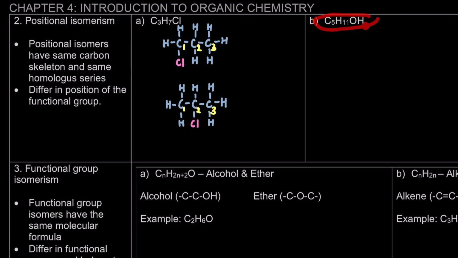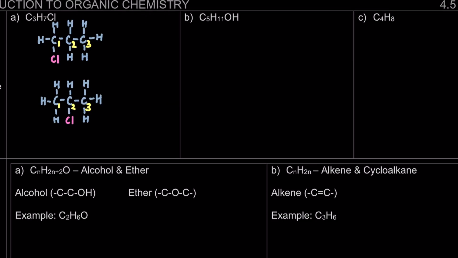C₅H₁₁OH, where we have an alcohol. The functional group is hydroxyl. Still, the longest carbon chain is 5. 1, 2, 3, 4, 5. Each carbon needs 4 bonds. Here, I'm just going to put OH on carbon number 1. Again, make sure that the carbon is attached to the oxygen, not the hydrogen. The rest we fill in with H. So this is the first possibility.